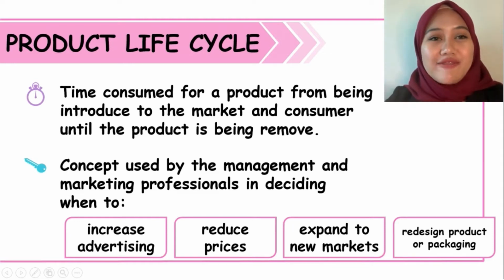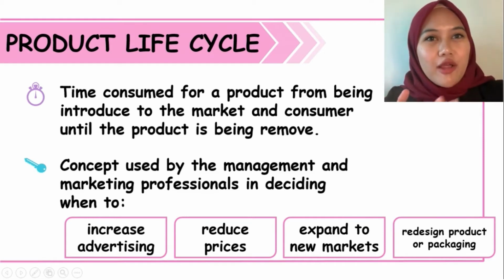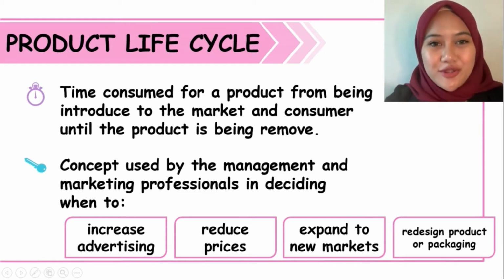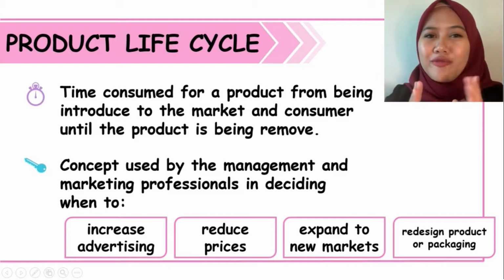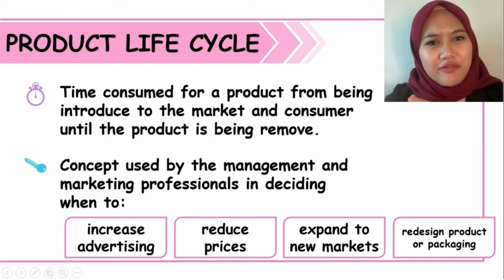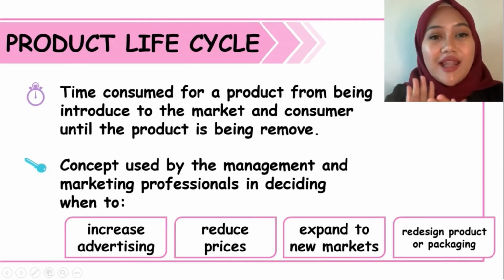Product life cycle is about the time consumed for a product from being introduced to the market and consumers until the product is removed. There are a few stages. Product life cycle is broken into four stages: introduction, growth, maturity, and lastly decline.